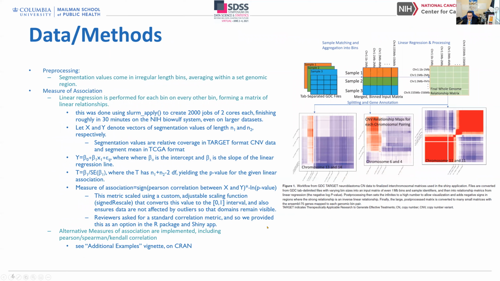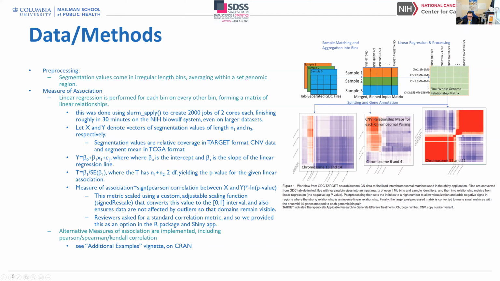This is how the data was processed. Essentially the matrix is made by linear regression. The negative log of the p-value is multiplied by the sign of the Pearson correlation. This is done in a highly parallelized fashion, where you can break this apart into thousands of jobs and get this done in about half an hour. It's really scalable.